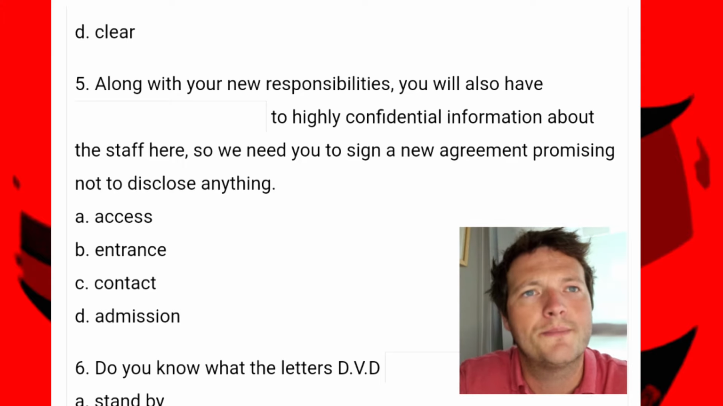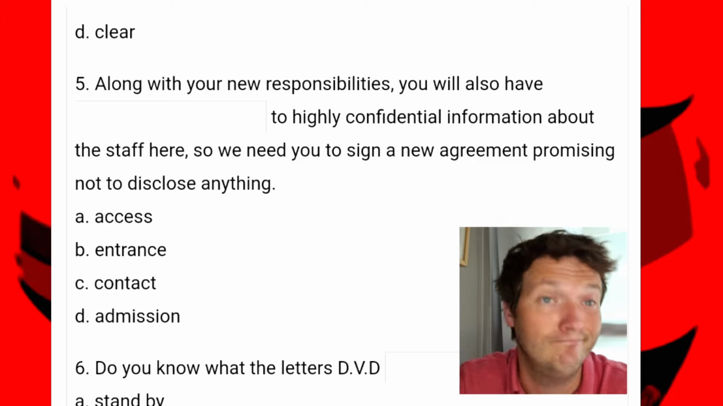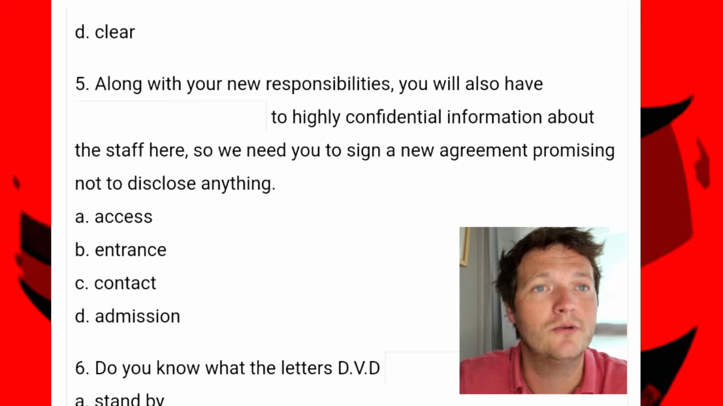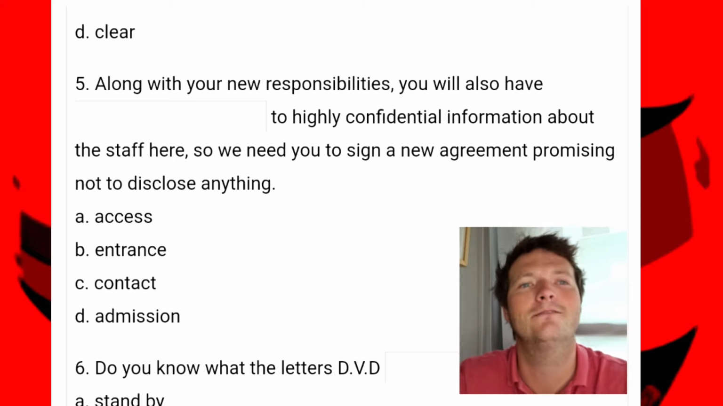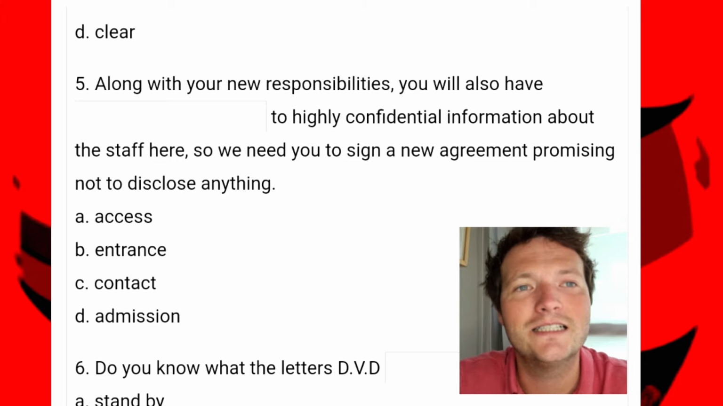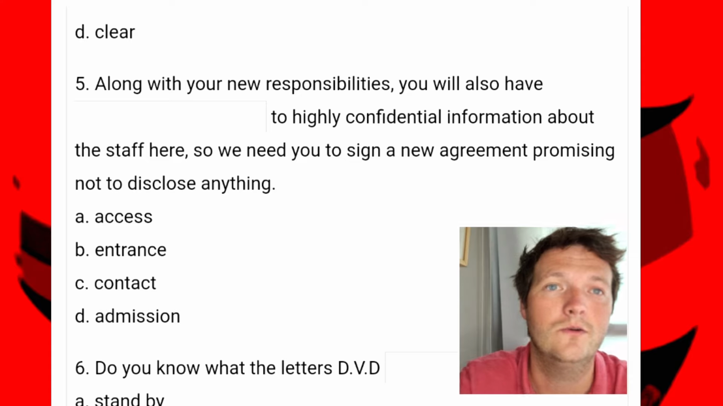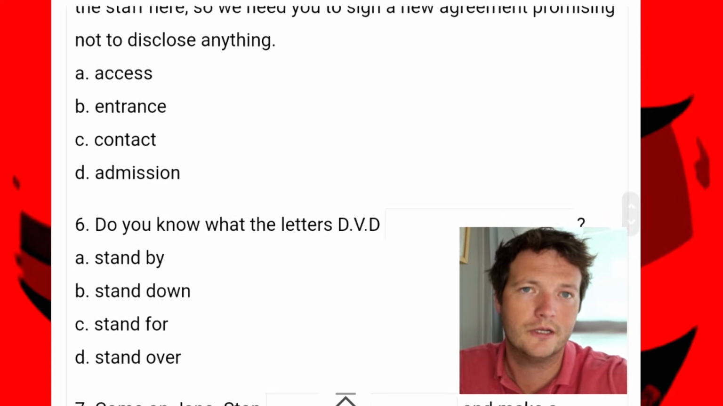Along with your new responsibilities, you will have access, entrance, contact, admission to highly confidential information about the staff here. So we need you to sign a new agreement promising not to disclose anything, not to reveal anything, right? So yeah, this one's easy. You will have access to highly confidential information. Yeah, that one's clear.